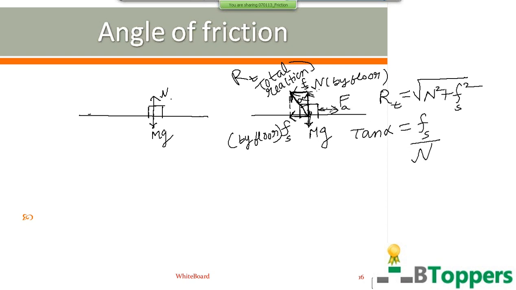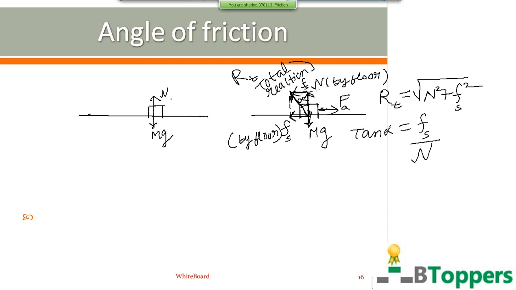As explained in the earlier class, when the magnitude of the horizontal force applied on the block is increased gradually, the magnitude of the static friction force on the block also increases. When the magnitude of the static friction force on the block increases, alpha increases. That means the angle alpha between the total reaction and the normal reaction will increase with increase in the horizontal force applied on the block.